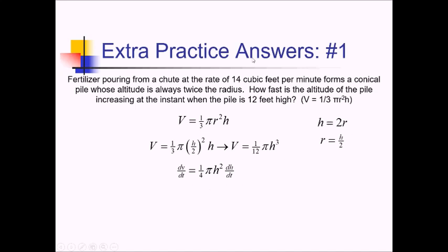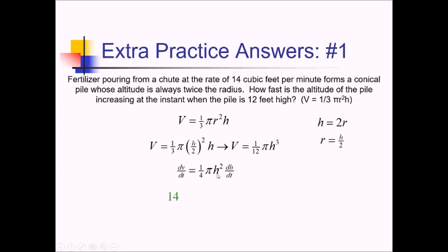Now ultimately we wanted to know how fast the altitude was increasing. So that's dh over dt that we're solving for. So that means we must have values to plug in for dV over dt and also h. So going back to the dV over dt here, how fast is that going to be? Well, they said that fertilizer was pouring from the chute at a rate of 14 cubic feet per minute. So that's going to be 14 for the change in volume.